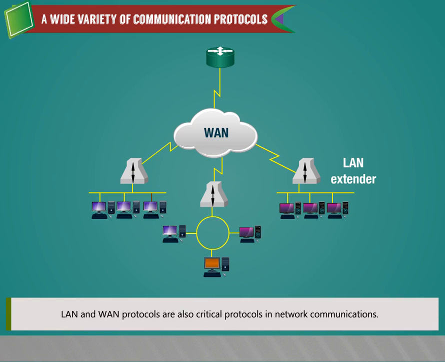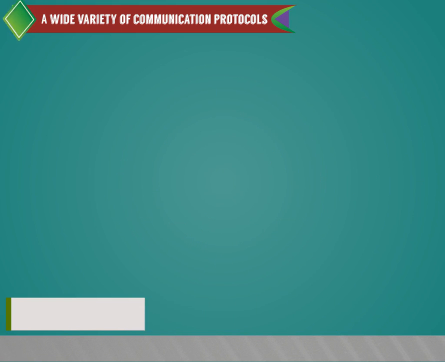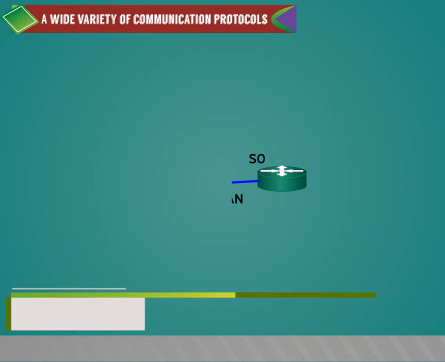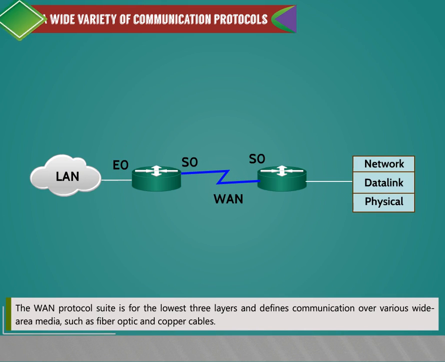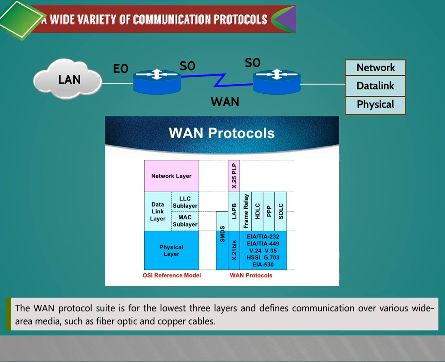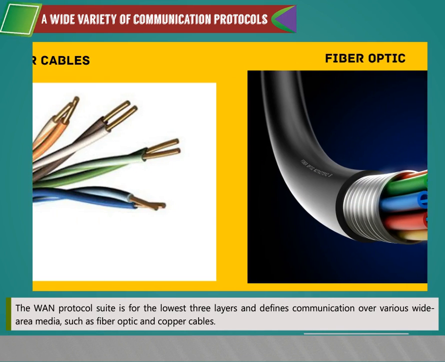LAN and WAN protocols are also critical protocols in network communications. The LAN protocol suite is for the physical and data link layers of communication over various LAN media such as Ethernet wires and wireless radio waves. The WAN protocol suite is for the lowest 3 layers and defines communication over various wide area media such as fiber optic and copper cables.